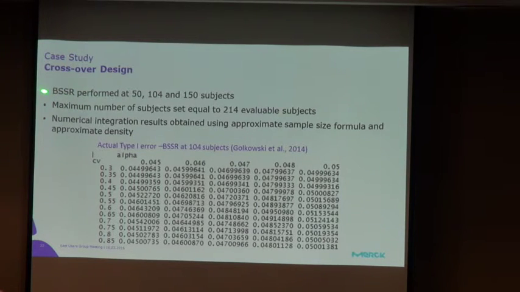So we evaluate different scenarios for the sample size estimation here after 50, 104, 150 subjects. And we came to a maximum number of subjects to be set at 214, with a maximum coefficient of variation. And the table here shows the example of a sample size estimation of 104 subjects using the Golgoski approach.